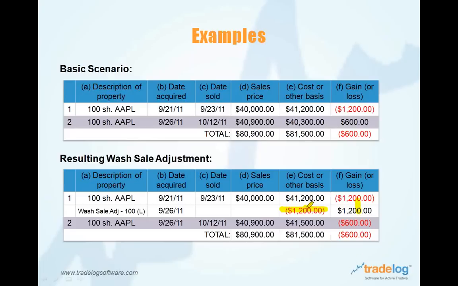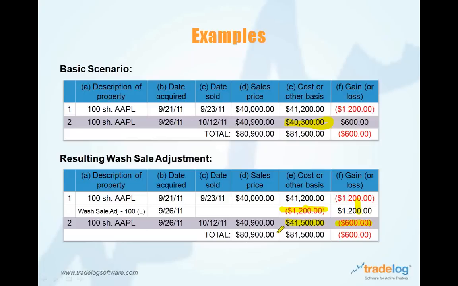Where did that loss go? Well, here it is in the cost basis of the replacement shares, the shares that were bought on September 26th. So you notice how that $1,200 was added into the cost basis. The result, instead of this trade profiting $600, it now has a loss of $600.